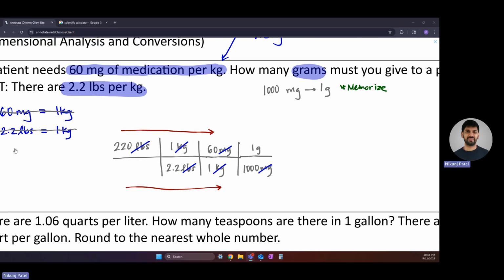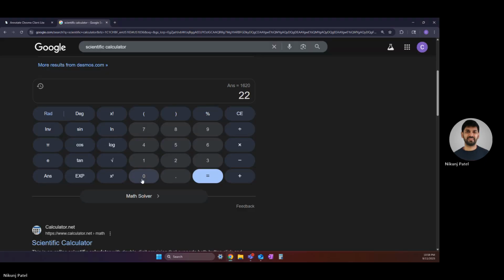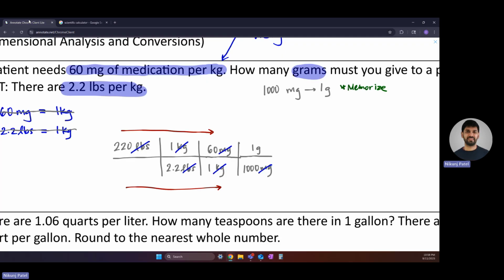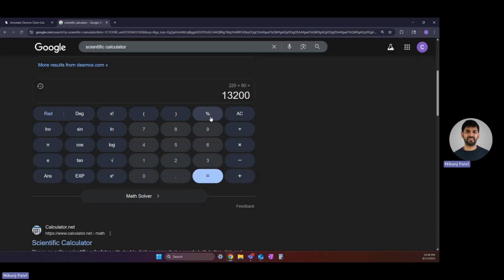So now we can go ahead and multiply straight across the top and the bottom. So when I do that, I got 220 times 1 times 60 times 1. So I can kind of ignore the ones because they're not going to affect our answer. 220 times 60. Right, so there's the numerator, 13,200. And we also need to multiply the denominator, 2.2 times 1,000. 2,200.